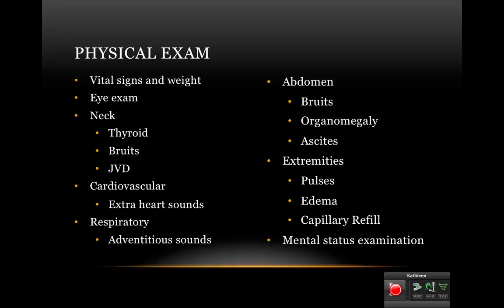Respiratory, you're assessing for any adventitious sounds. The abdomen, you're assessing for any bruits, organomegaly, or ascites in the abdomen. Extremities, you want to assess the dorsalis pedis or posterior tibialis pulses, any edema, capillary refill, and mental status exam, as well as a complete neuro exam.